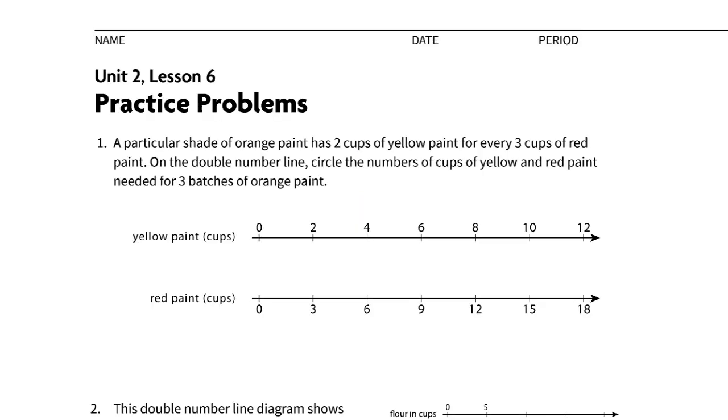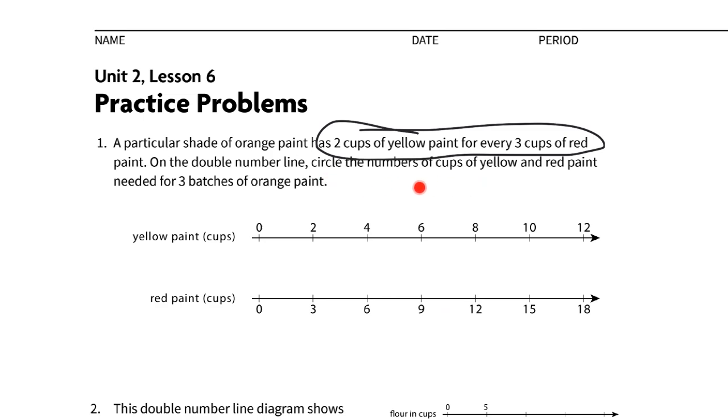So let's do our practice problems for lesson 6, and we're going to begin with a particular shade of orange paint. And it has 2 cups of yellow for every 3 cups of red. So there's our ratio, 2 to 3. All right, 2 cups of yellow for every 3 cups of red. On the double number line, you see that they have made a double number line for us.